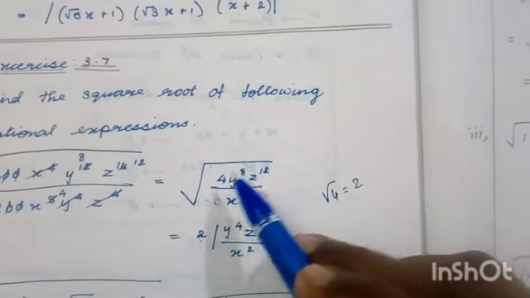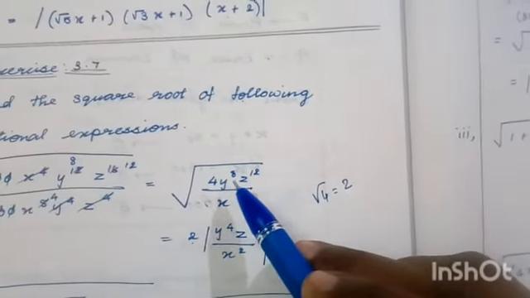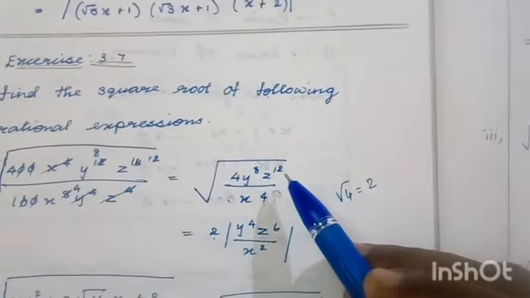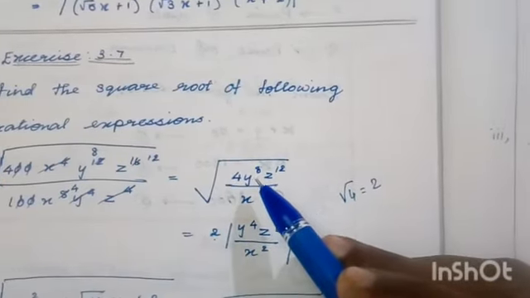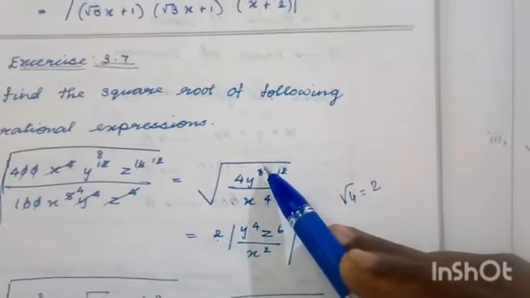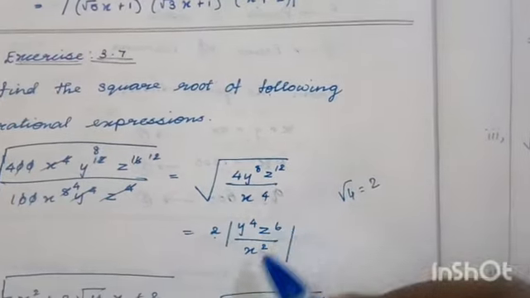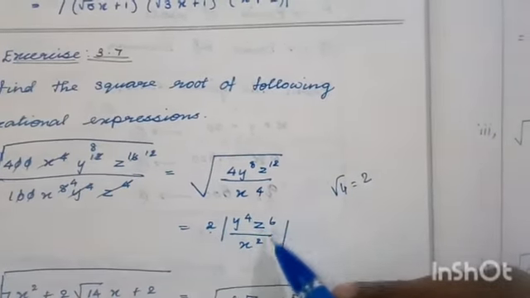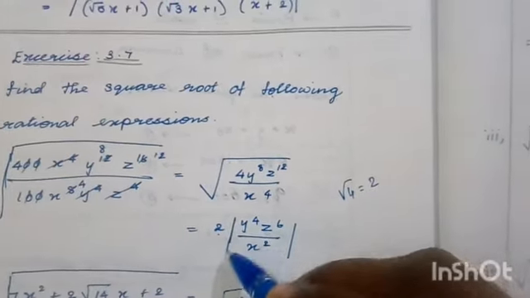Then we want to take the absolute value for this. For y power 8 z power 12 by x power 4, as in the definition I taught you, the number is multiplied two times by itself, so you reduce the power by half. So y power 8 becomes y power 4, 12 half of this is 6, and 4 half of this is x square. So 2 into the absolute value of y power 4 into z power 6 by x square. This is an absolute value.